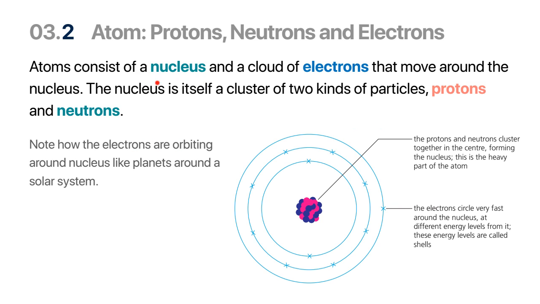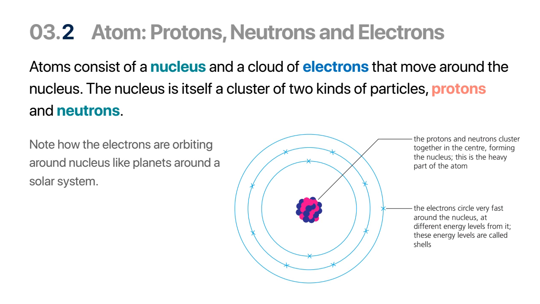The center of the atom is called the nucleus, where the protons and the neutrons are present. I like how this term describes it: the nucleus is literally a cluster of two types of particles. You can see the protons, I believe in red, and the neutrons in blue. That's practically the entire weight of the atom, because the electrons don't have much weight. Note how the electrons orbit around the nucleus like planets around the sun.